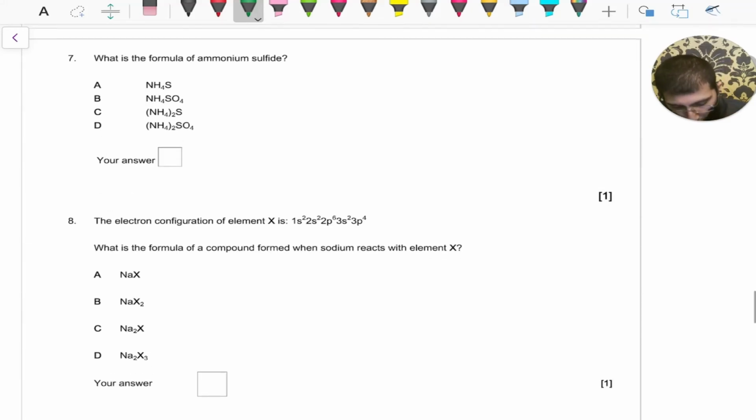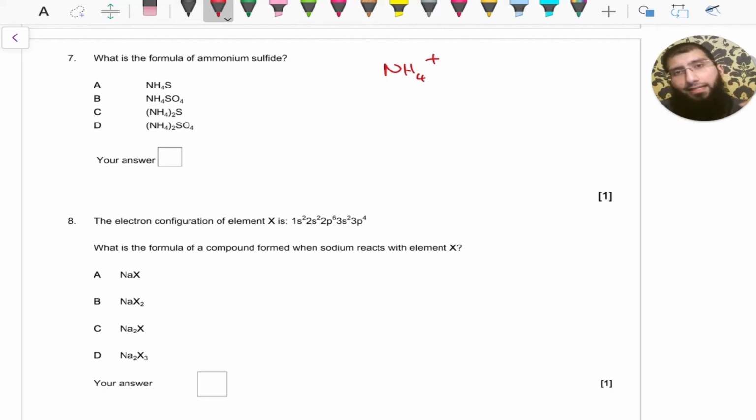Okay, moving on to question number 7, another multiple choice question. What is the formula of ammonium sulfide? So we're going to start off by identifying the formulae of ammonium and sulfide ions. So ammonium we've looked at previously is NH4+. Now, sulfide, it's really important that you do not get sulfide confused with sulfate. Sulfate is SO4 2-.